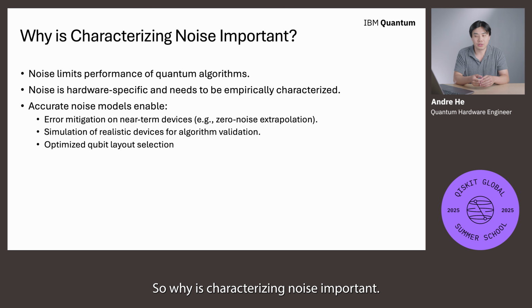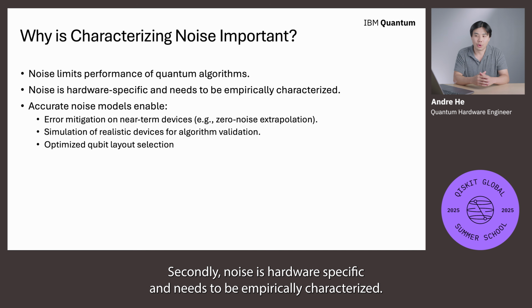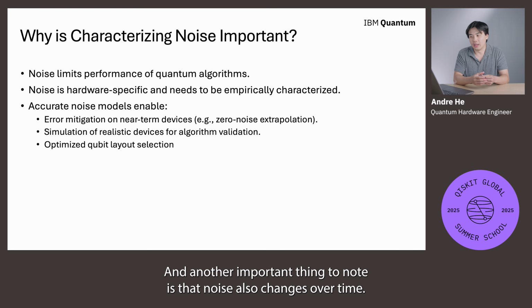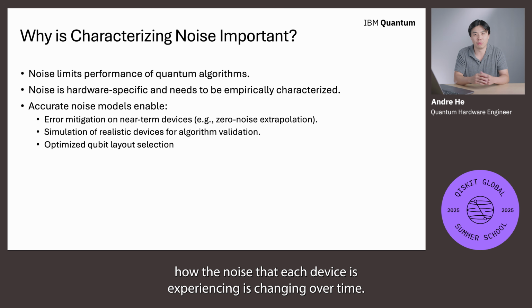So why is characterizing noise important? First off, noise limits the performance of our quantum algorithms. Secondly, noise is hardware specific and needs to be empirically characterized. Another important thing to note is that noise also changes over time. So it's important to continually benchmark our quantum devices to track how the noise that each device experiences is changing over time.